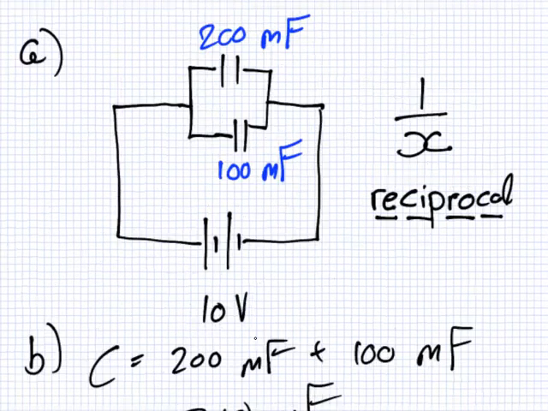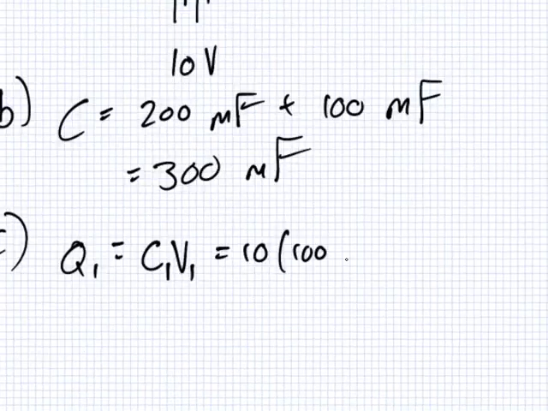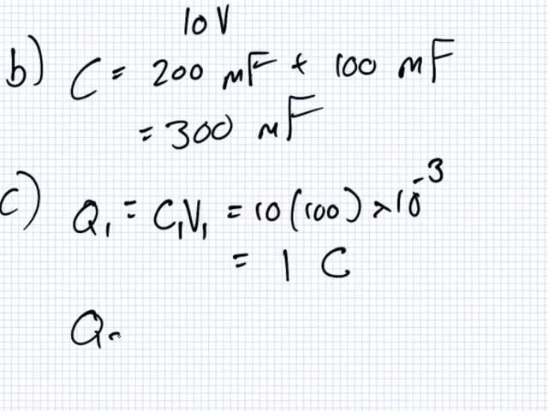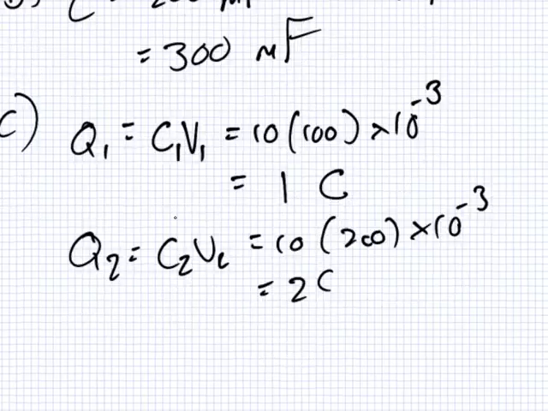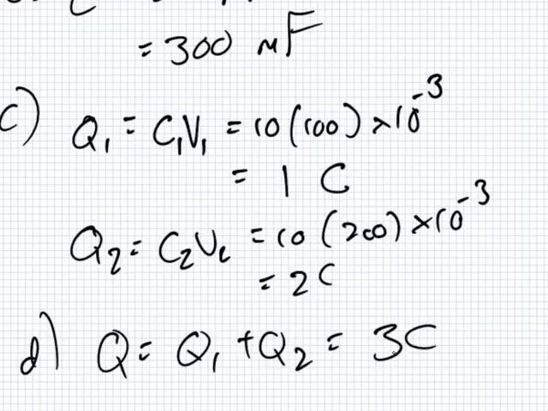I'll call this one C1 and C2. So that's 100 milli, which is 10 to the minus 3. So what do we got here? Is it 1? Yeah, it's 1. So it's 1 coulomb. And then for the second one, no surprise here, it'll be 2. So what's the total charge? Do we add or not for this one? We do. So the total charge will be 3 coulombs.